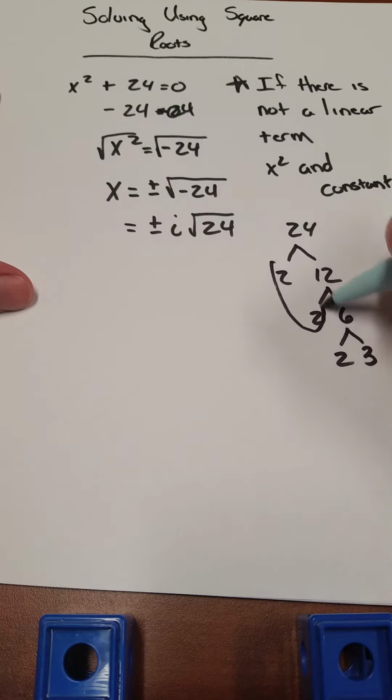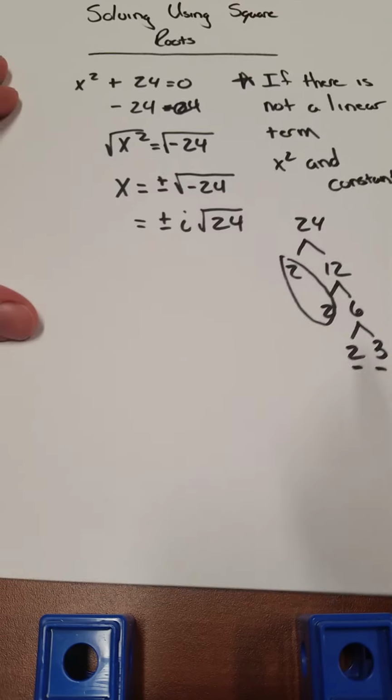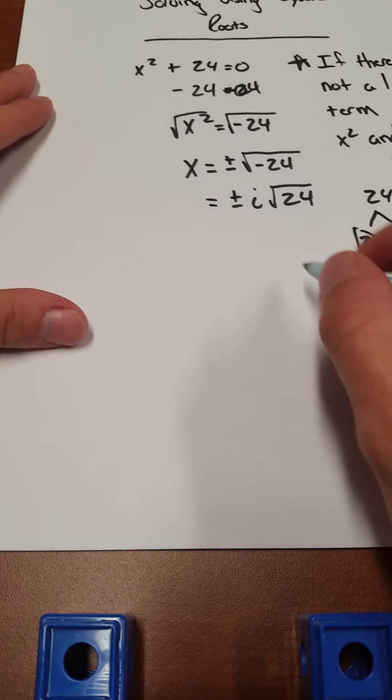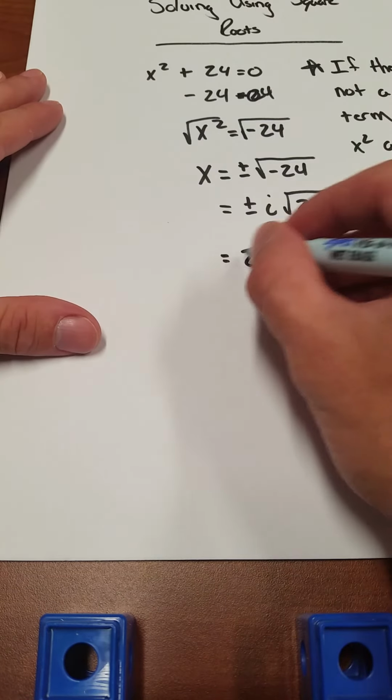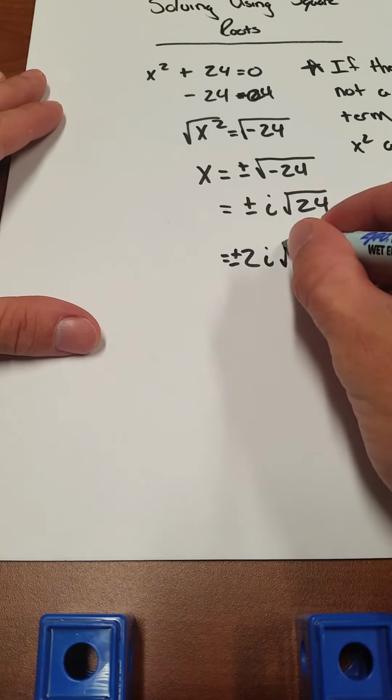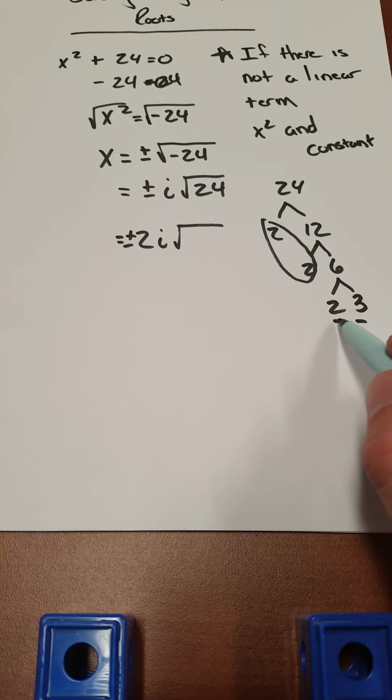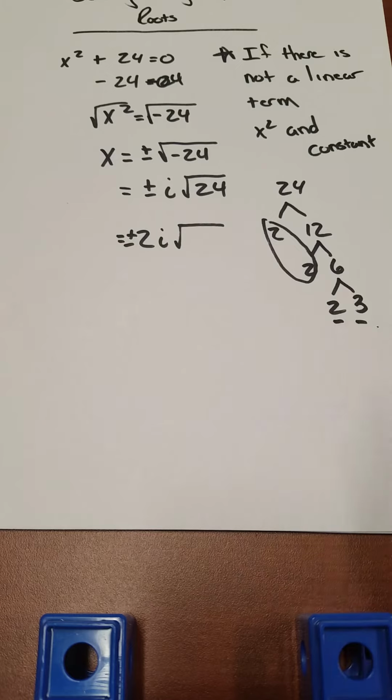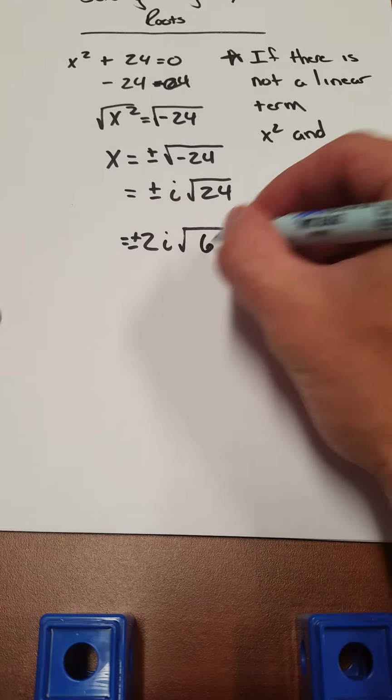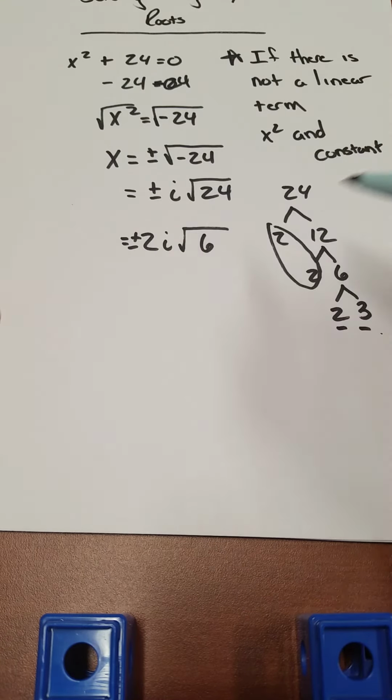Circle your pairs. Your 2's pair up. These two don't have friends, so they have to stay inside. So the 2's pair up right here, which means one 2 comes out. So that is plus or minus 2i square root. The 2 and the 3 have to stay inside, so we multiply those together to give us 6. So plus or minus 2i square root of 6 is the solution for that problem.